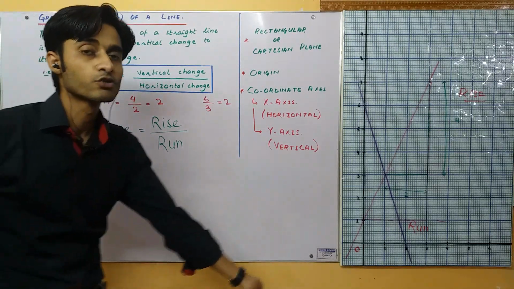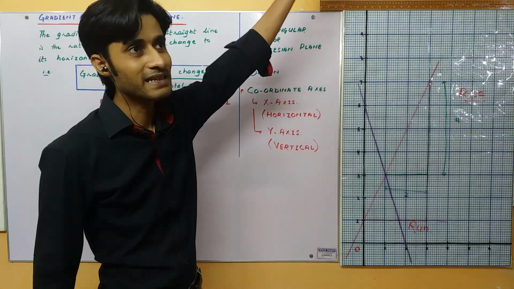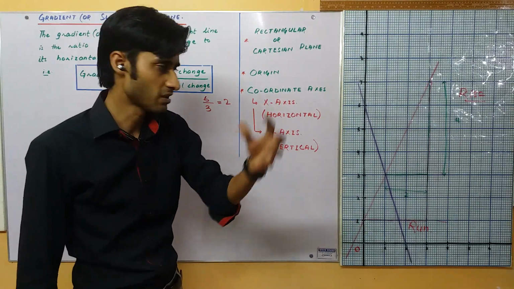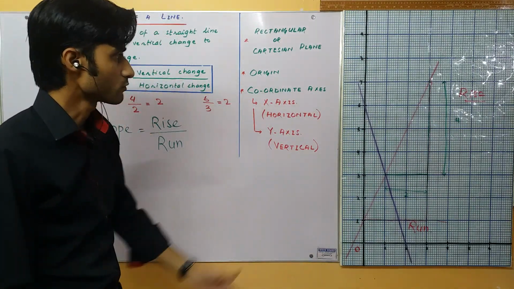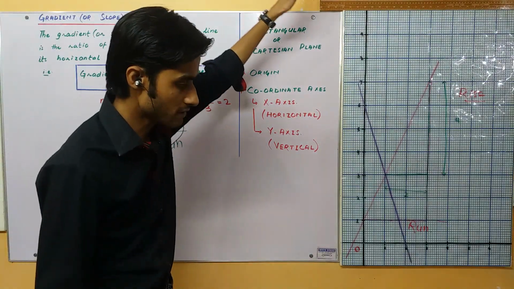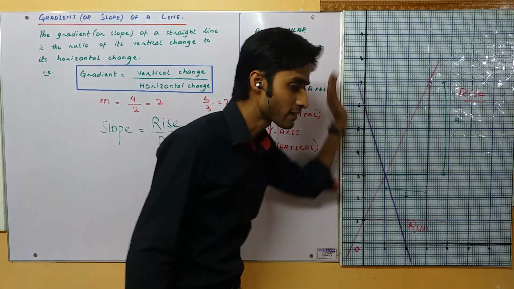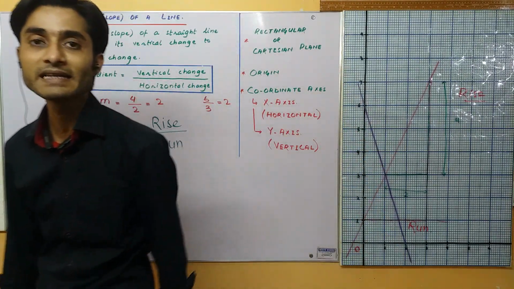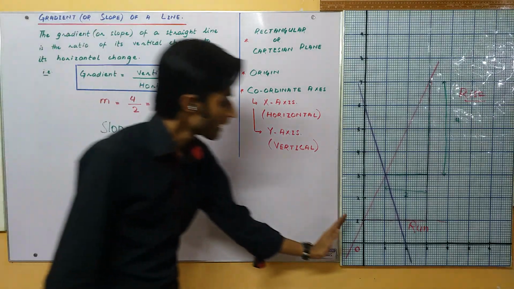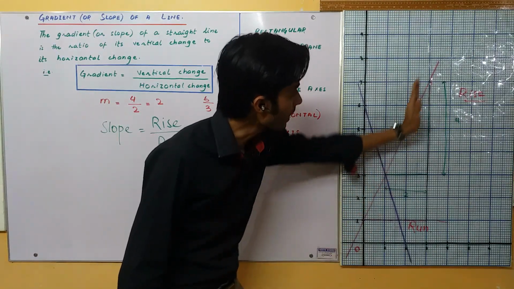You can say one more thing. Rise is positive when it is going upward. Rise is negative when the line is going downward. This might sound a little awkward to you, but this is how it is. Okay? If it's going downward from left to right, then rise is in that case negative. That is why the slope becomes negative. Okay? Anyway, so in this case, I can see the line is going upward.